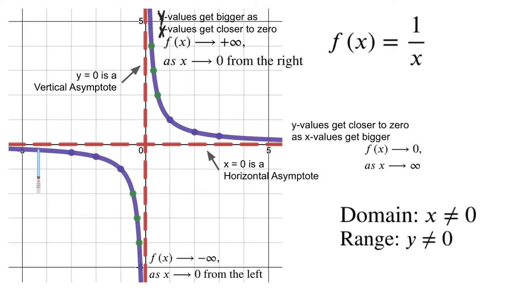Or if I'm looking at it on the left-hand side, as my x values get closer and closer to 0 here, my y values go towards negative infinity, or it gets smaller and smaller and smaller. That's a really interesting characteristic that this graph has. We call this imaginary line a vertical asymptote.